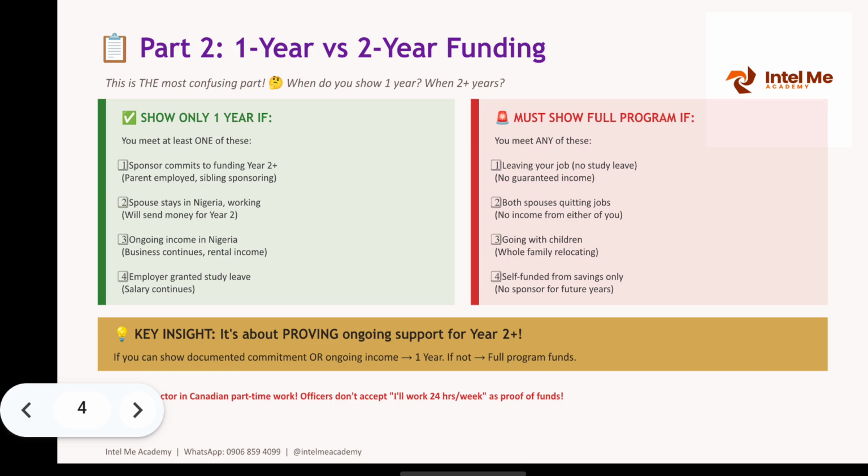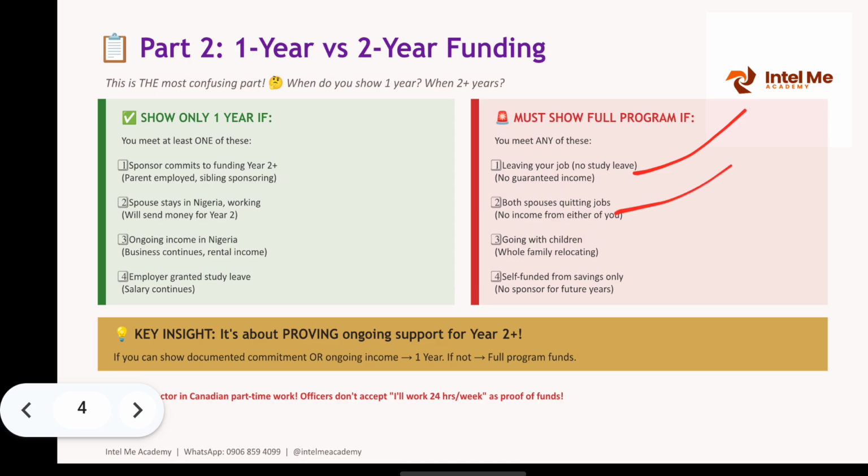Now, if you are going for a 2-year program, you need to know that if you don't meet any of the conditions for showing only 1 year, you should show 2 years clearly. So you must show the cost of the entire program. If you are leaving your job, there's no study leave, no guaranteed income, you must show that you can cover the entire thing if it's a 2-year program. You must show the full amount for a 2-year program.